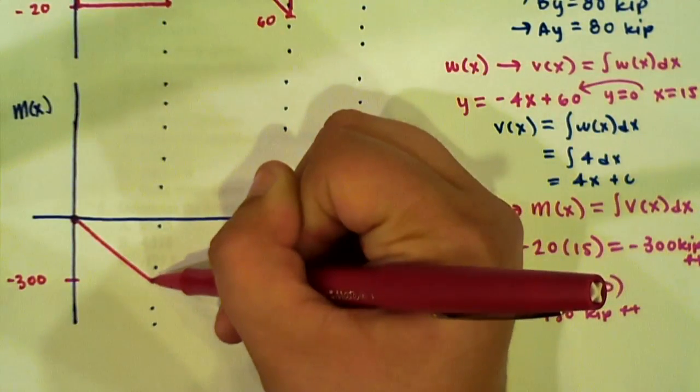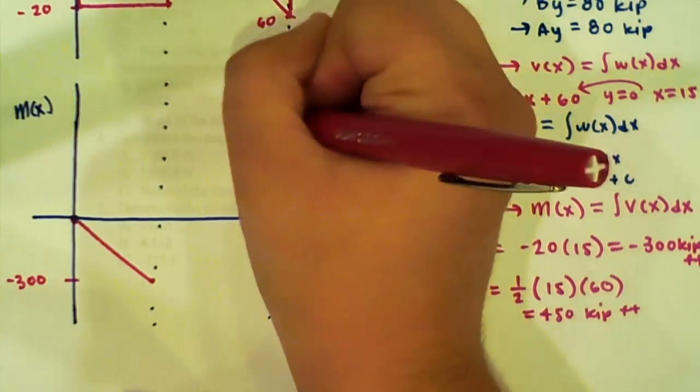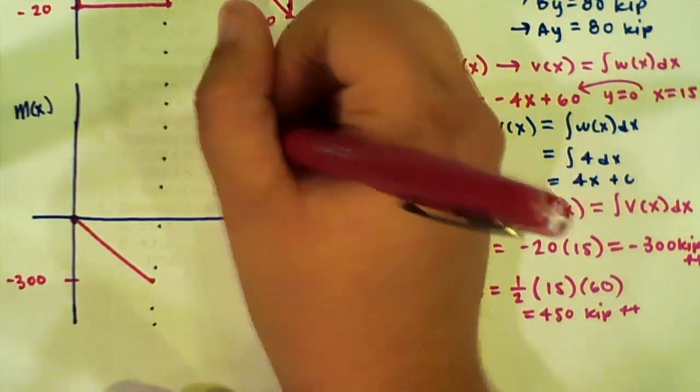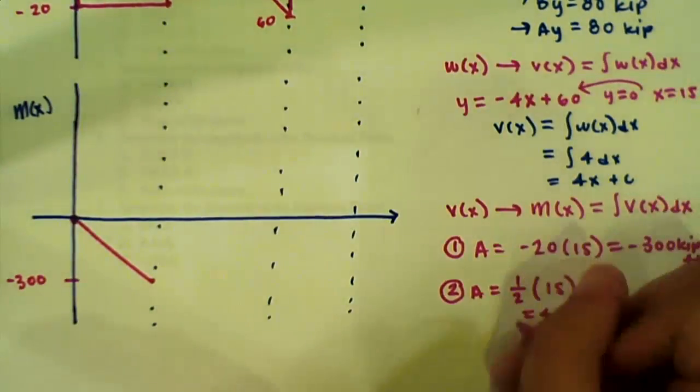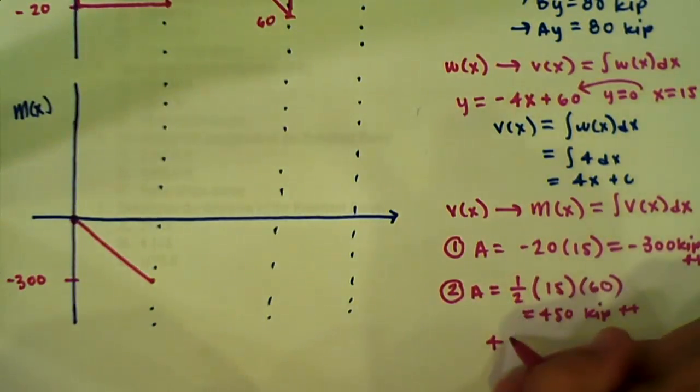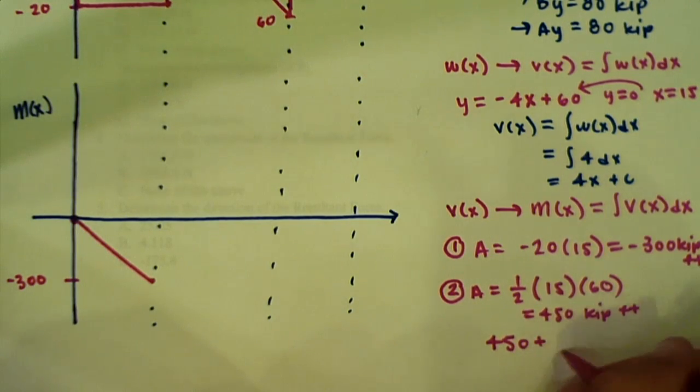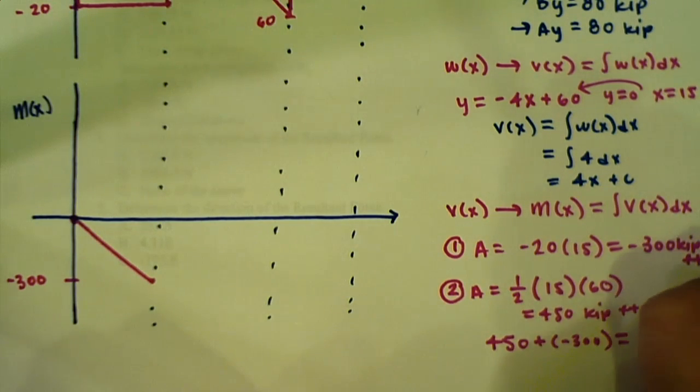So we start here at negative 300, and we know that we are going to end 450 above where we started. So we have 450, and we want to add that to our negative 300. So we're going to end at positive 150 kip feet.